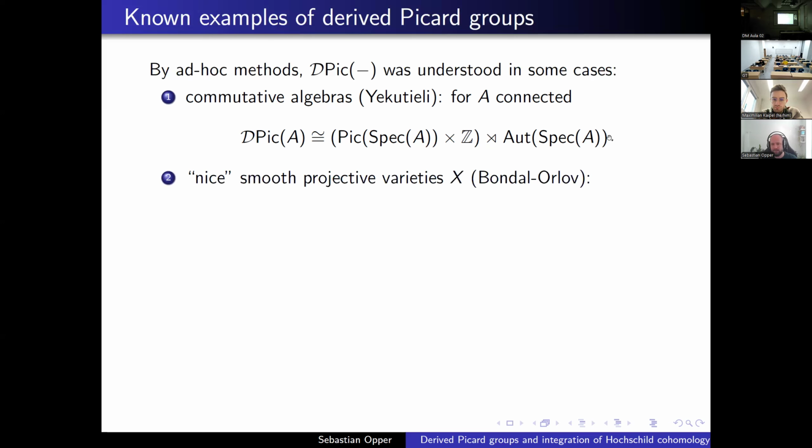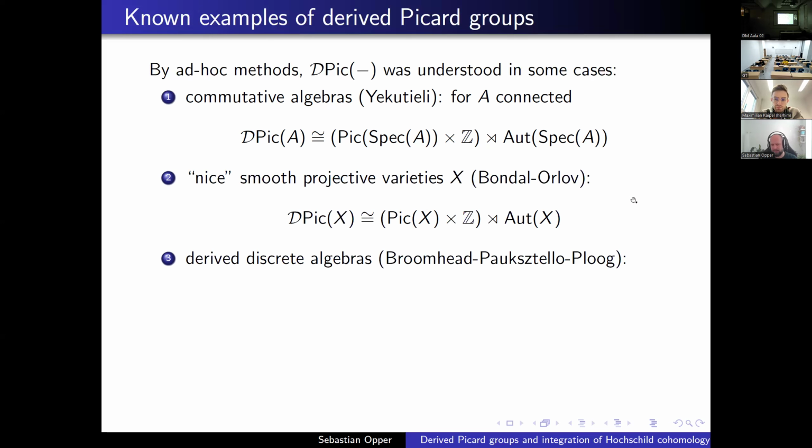And you have something similar. If you have a nice smooth projective variety, then a very well-known theorem by Bondal and Orlov says that you essentially have the same decomposition. The derived Picard group is something geometric, the automorphism group of X, the shift, and then something which I personally would put more on the algebraic side. Maybe it depends on how you look at it. That's the Picard group of X.